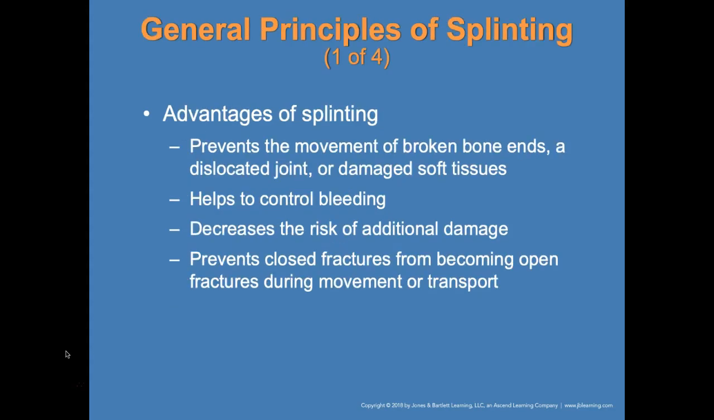All right, so some general principles about splinting. Advantages: it's going to prevent the movement of broken bone ends, a dislocated joint, or damaged soft tissues. We got that broken bone end, we don't want to be moving it so much that it was a closed fracture, but now that we've moved it, we've managed to cut through and we now have an open fracture. So we need to stabilize that, and what we're going to do is splint it to keep it from moving. This will also help control bleeding. Like I said, it'll decrease the risk of additional damage, so we're not making things worse, and prevent closed fractures from becoming open fractures.